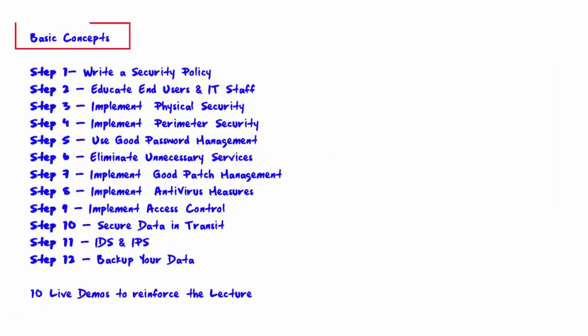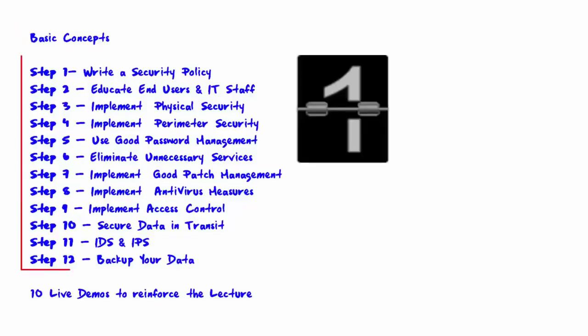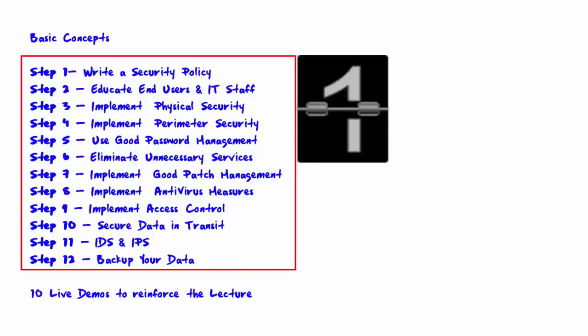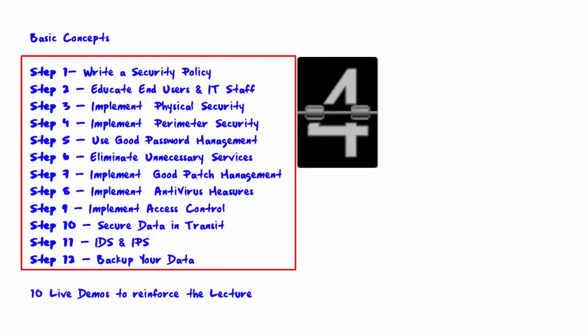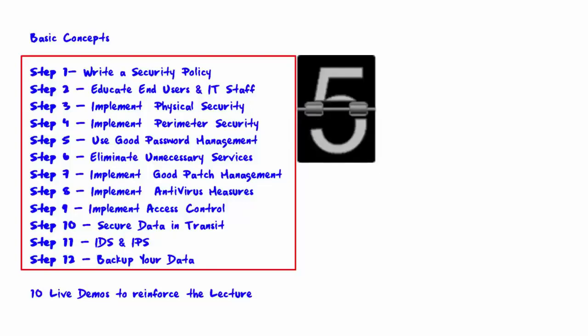We'll start with basic concepts, where you'll be learning the basic concepts necessary to understand the lectures. Then we start with the steps. Step 1, write a security policy. Step 2, educate end users and IT staff. Step 3, implement physical security. Step 4, implement perimeter security. Step 5, use good password management.